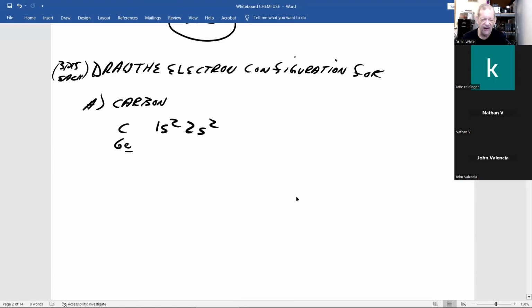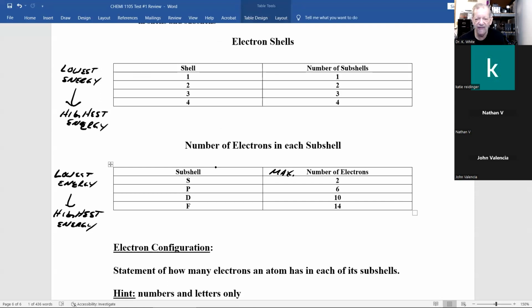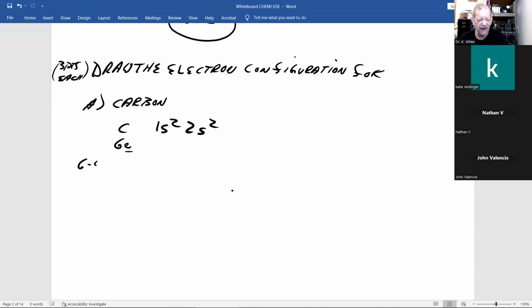How many subshells does shell 2 have? The answer is 2. The first one was 2s, and the next one is 2p. In 2p, I can put a maximum of 6 electrons, but for carbon, we have 6 minus 4, so 2 more electrons to go. I'll put my 2 electrons in 2p. The electron configuration for carbon is 1s2, 2s2, 2p2.